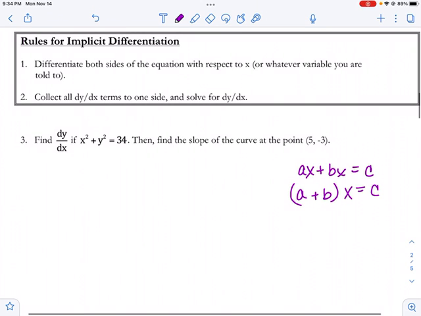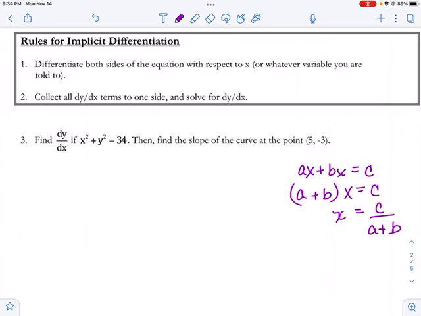You would factor out the x, and then divide both sides by a plus b. You would get that kind of a situation. You're going to do that here. So you look at the next problem and ask, what is this first? x squared plus y squared is equal to 34. It's a circle centered at the origin with radius square root of 34.